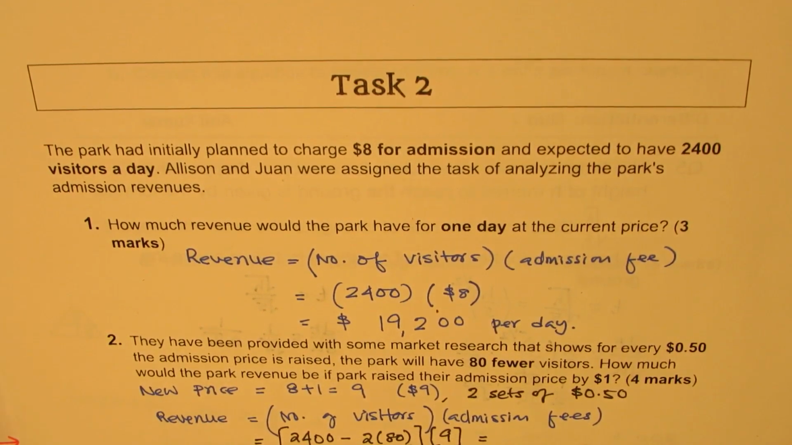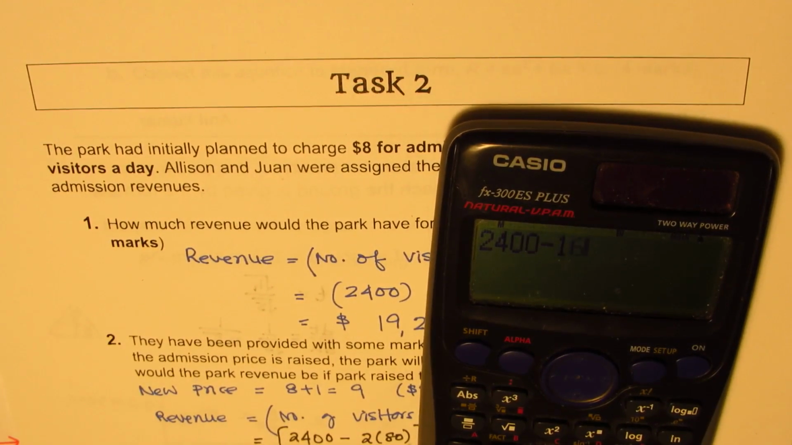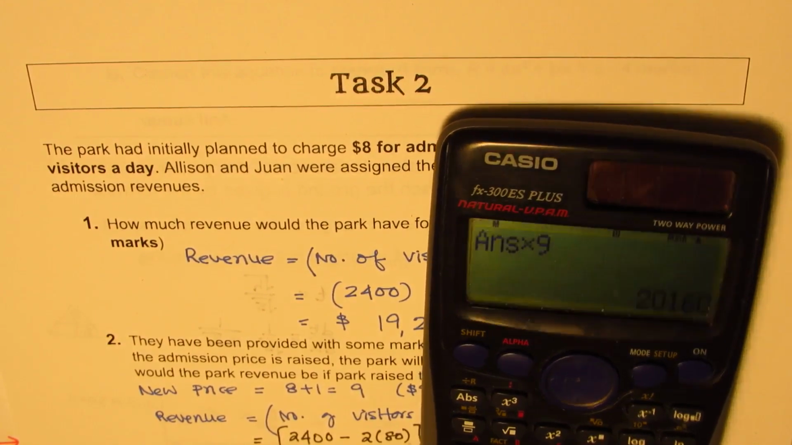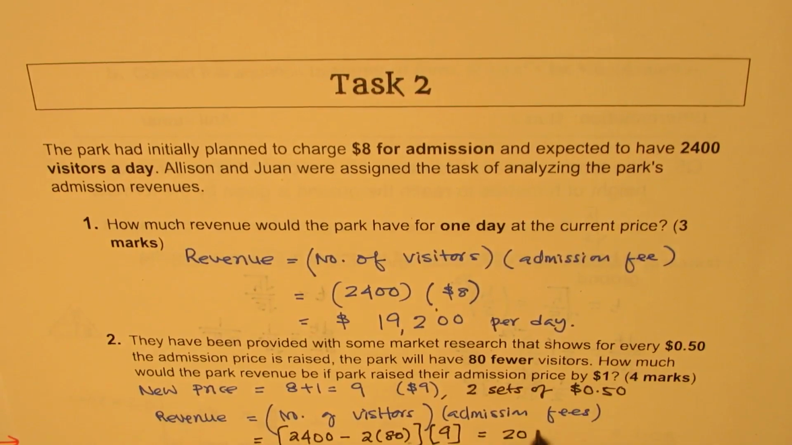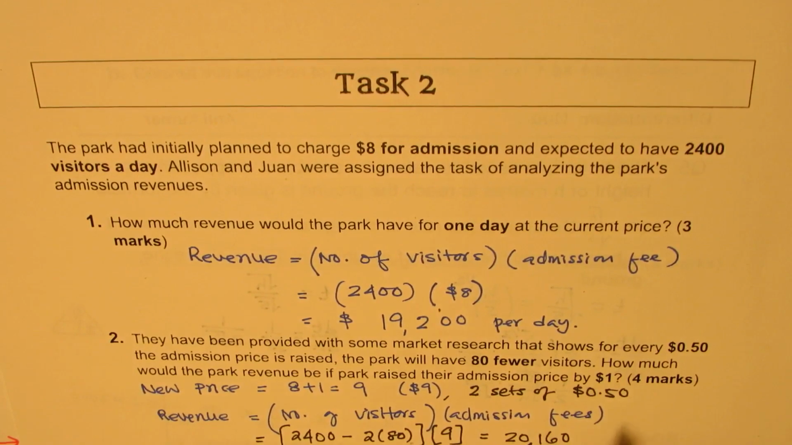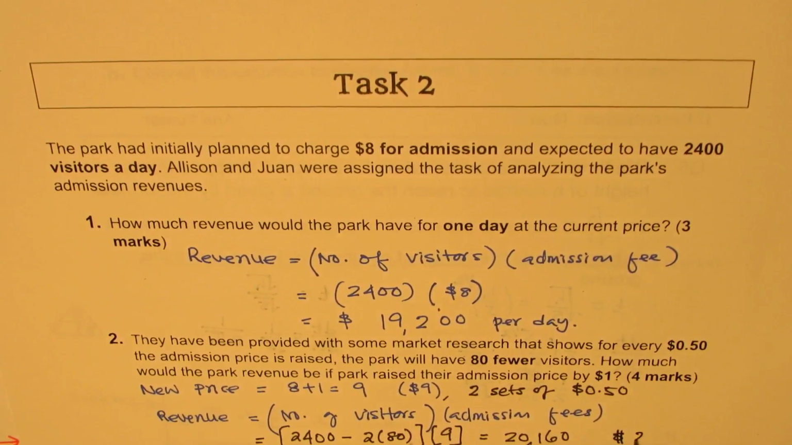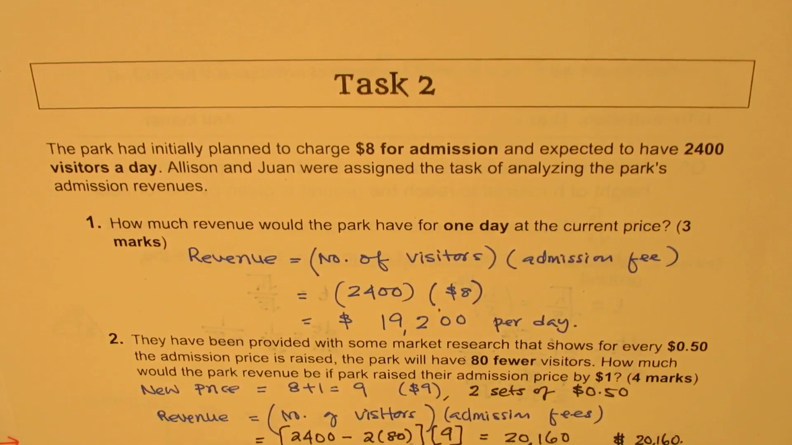So let's do this calculation. So 2400 minus 160, and then we'll multiply by 9, and what we get here is, right, so it is dollars 2160 for the new price. Is that clear to you?